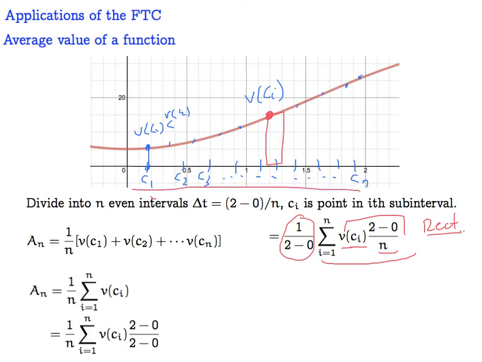And what this quantity will do is give us a very good approximation. And if we want a better approximation, well, we need to let n approach infinity. We need to use more rectangles.